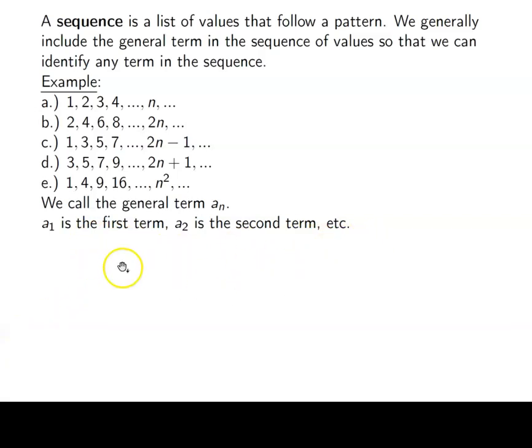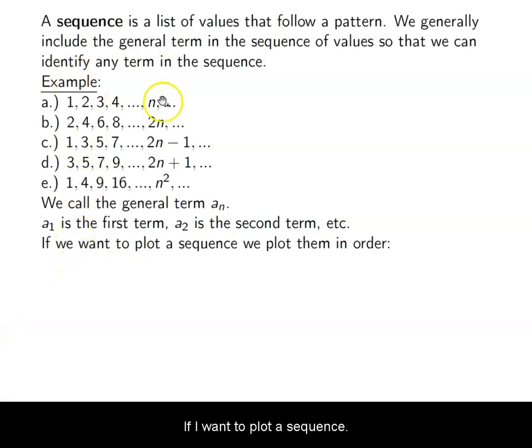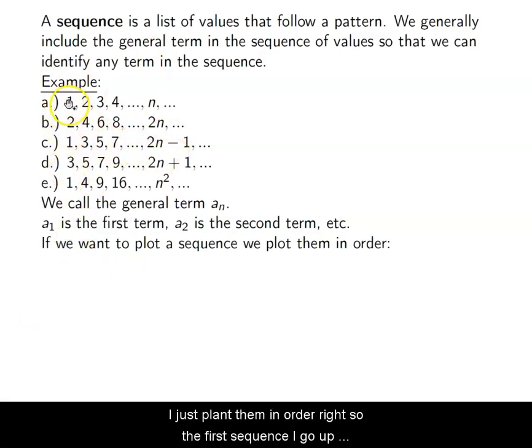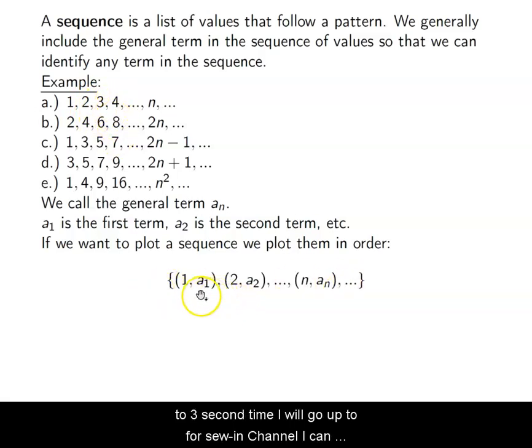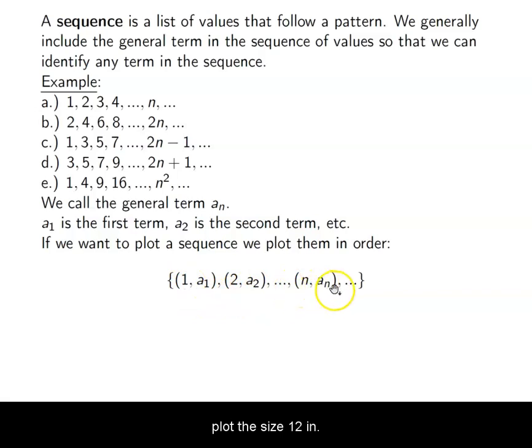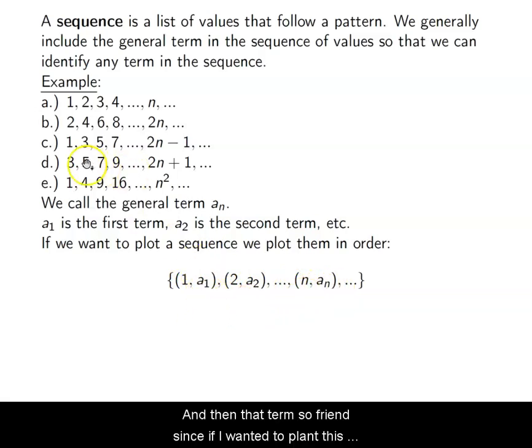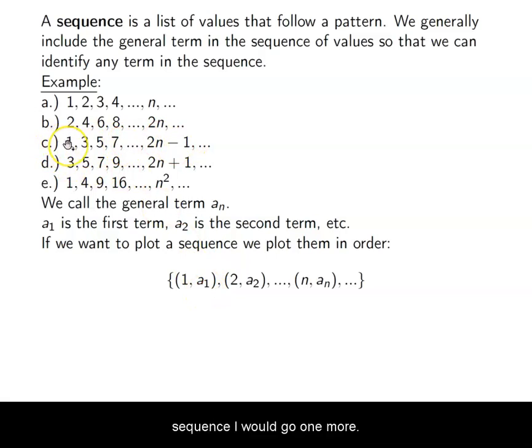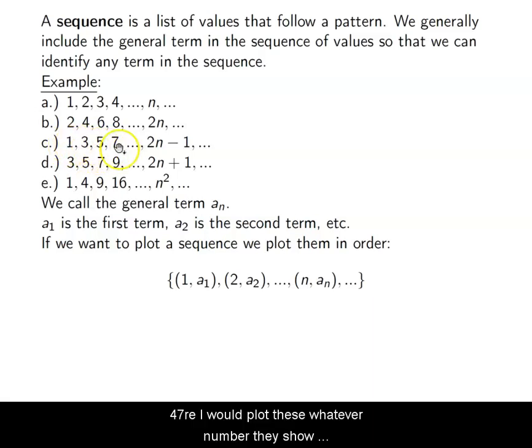Okay. If I want to plot a sequence, I just plot them in order, right? So the first term, I go up to 1. The second term, I go to 2. The third term, I would go to 3. The fourth term, I would go up to 4. So in general, I can plot this as 1, 2, up to n, right? And then that term. So for instance, if I wanted to plot this sequence, I would go 1, 1, 2, 3, 3, 5, 4, 7, right? Whatever number shows up in the sequence is the order that I graph them. So when I'm graphing a sequence, I'm literally just plotting one number at a time as they show up, okay?